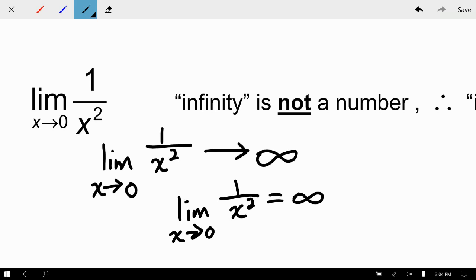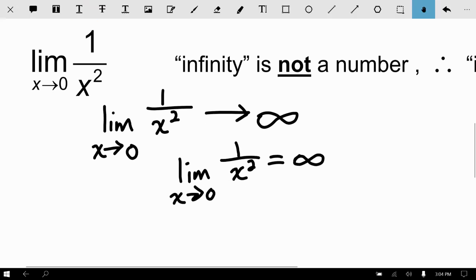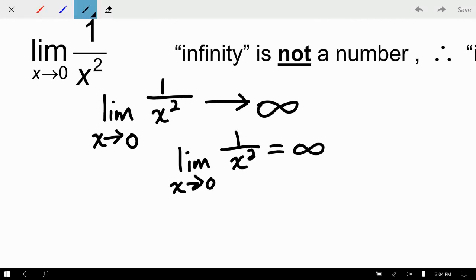It doesn't mean it's equal to infinity. It means that it's approaching an infinitely large value. So technically, infinity is not a number, so technically, this limit doesn't exist. We're still going to write that it approaches infinity or that it's equal to infinity because that allows us to describe the behavior. We do have a behavior that will help us understand what's happening with the function, but technically this fails to exist.